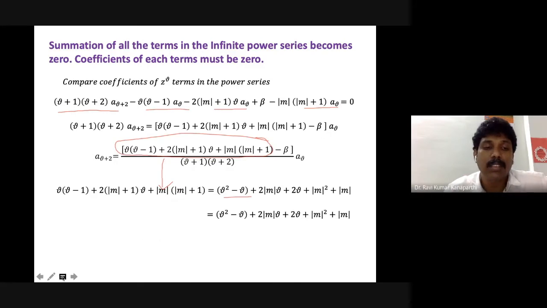Now what you can see is that there is a nice relation. What is the new relation? So here there is a nu, and here there is a 2 nu, and here there is a 2 modulus of m nu, and here modulus of m square.